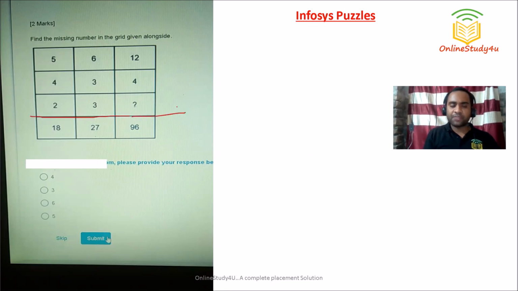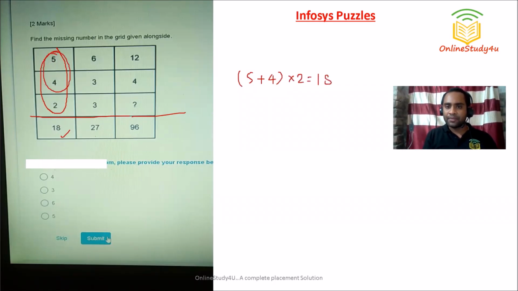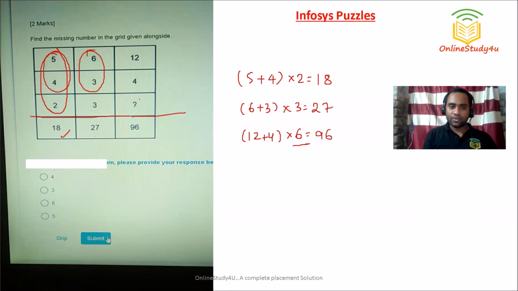Now friends, in this particular question we have 4 rows. Generally these 3 rows, you can say 3 in one column, will give you this fourth one. So we have 5 plus 4, which is 9, and if we multiply by 2 it will become 18. Then 6 plus 3 will be 9, and 9 into 3 will be 27. Then 12 plus 4 will be 16, and if we multiply by 6 it will become 96. So what did we fill here? 6. That means you need to select this option.